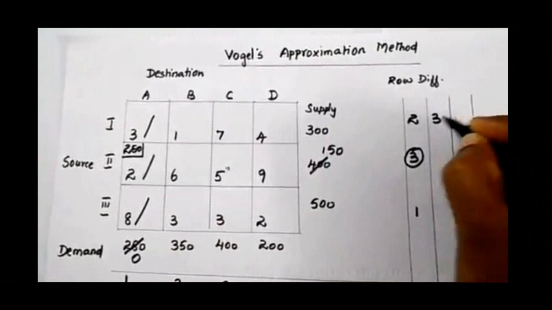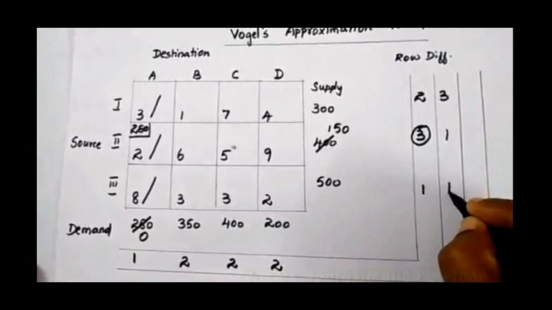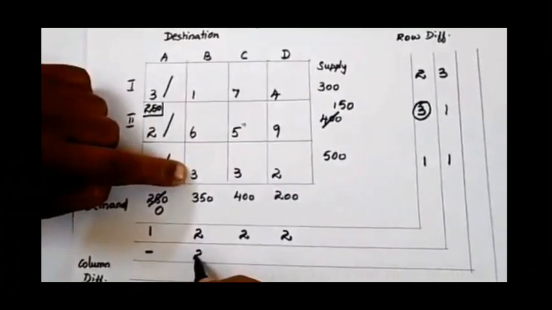Again in the first row, 1 and 4 are the two least elements, the difference is 3. And in the second row, 5 and 6 are the next two least elements, and the difference is 1. And in the third row, 3 and 2 are the next two least elements, and the difference is 1. Similarly we are moving towards the column differences.